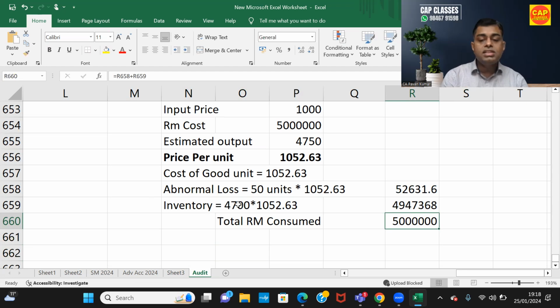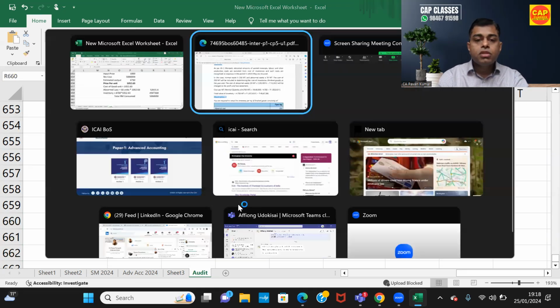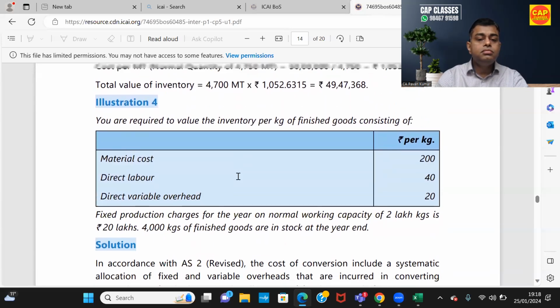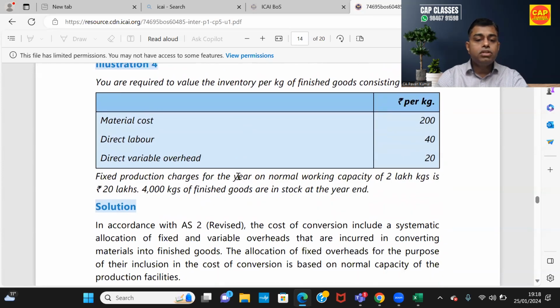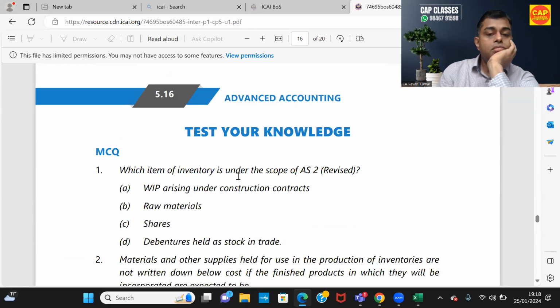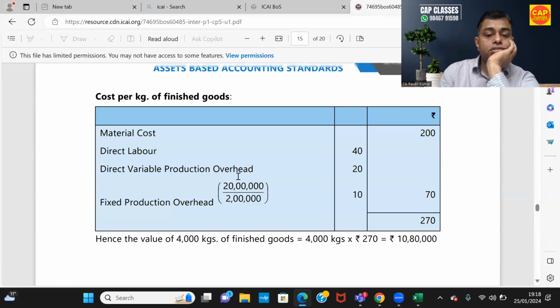So how many of you understand these calculations? Guys, if you understand, give me a thumbs up. Yes, bolo. Very good. Very good. So question number 4. Oh my gosh, there is only one more question.